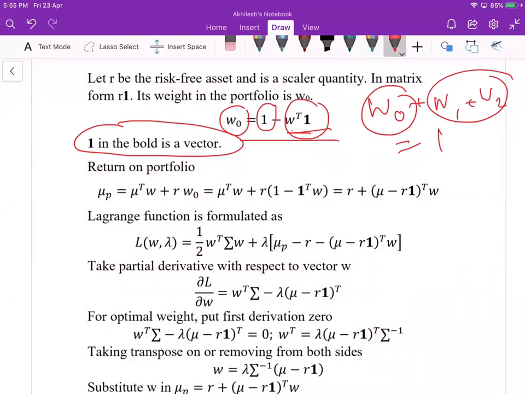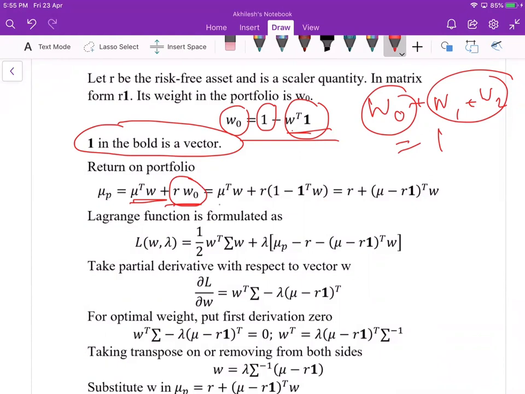Now the return on the portfolio, as we have already seen, is made up of the return on the risky assets and the return on the risk-free asset.